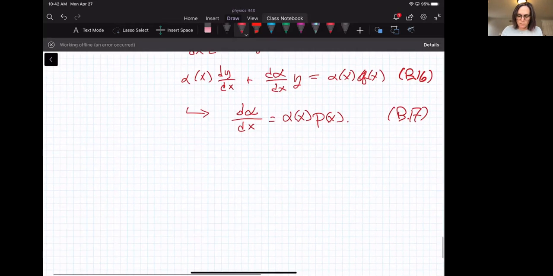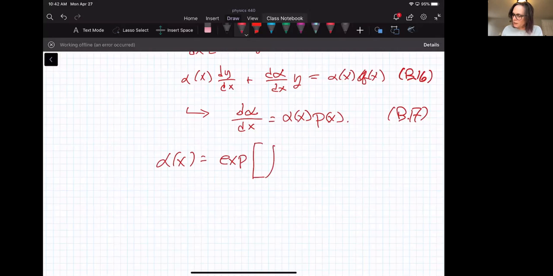So what does that mean? That means that if we look at this, we know that alpha of x is equal to, the solution to this is the exponential. Again, I'm going to use this notation. The integral up to x just means I'm using dummy variables here. P of x prime dx prime. Right. So that'll give us some functional dependence of alpha of x.